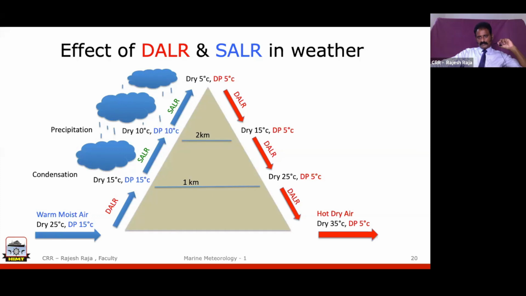So even a 1 degree rise of temperature on the dry side will make it dry air. So what is going to happen is an increase at the rate of DALR, which is 10 degrees. So very obviously, at 2 kilometers it is 15, and the dew point is not going to change. It is 5, because the parcel of air has spat out all the extra condensation on the left-hand side of the mountain. Nothing is coming in or going out. So the dew point is the same.